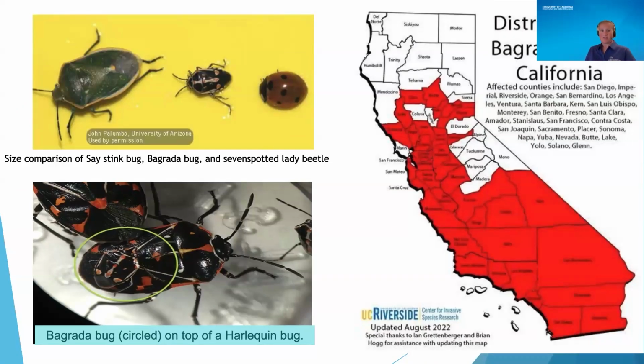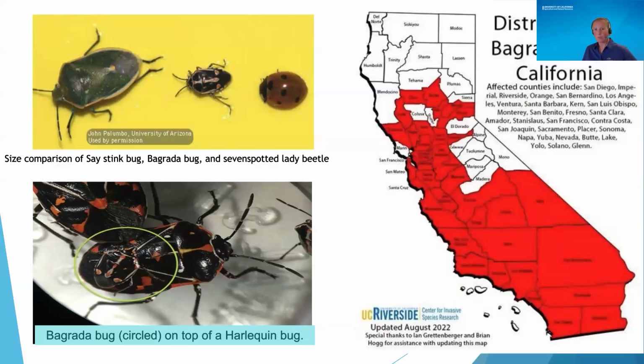The bagrada bug does have some look-alike species, easy to confuse for some other things. The biggest pest that it's confused for is the harlequin bug. Actually, I have a picture right here. This is the harlequin bug. On top of its back here is a bagrada bug. They share a shield-shaped body and the same kind of color patterns, but the bagrada bug is much smaller, about 1/4 of an inch. You can see up here at the top, next to a lady beetle and a southern green stink bug, there's your bagrada bug.